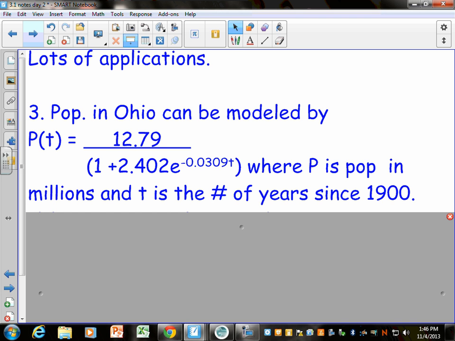Who needs a calculator? Calculator in this room? Calculator?